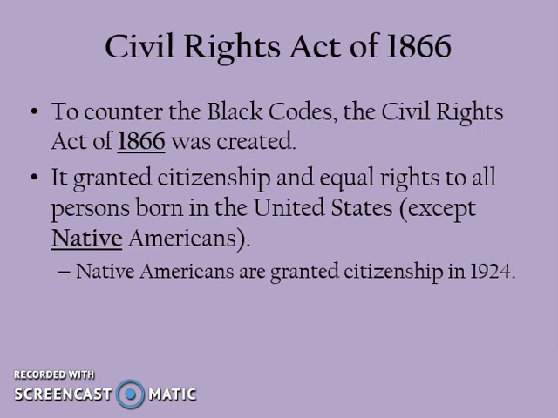Civil Rights Act of 1866. To counter the Black Codes, the Civil Rights Act of 1866 was created. This is going to grant citizenship and equal rights to all persons born in the United States, except for Native Americans. Native Americans will be granted citizenship in 1924.